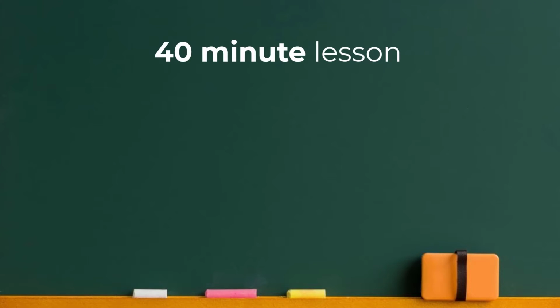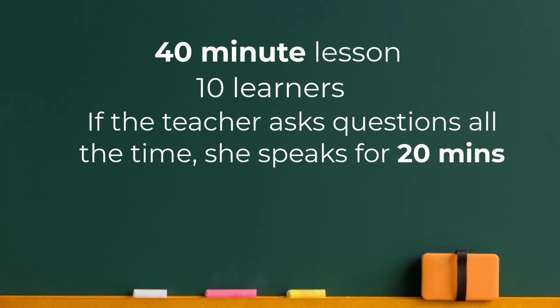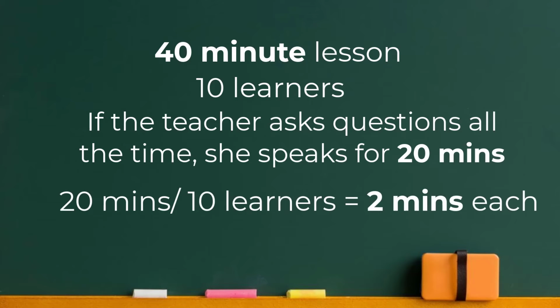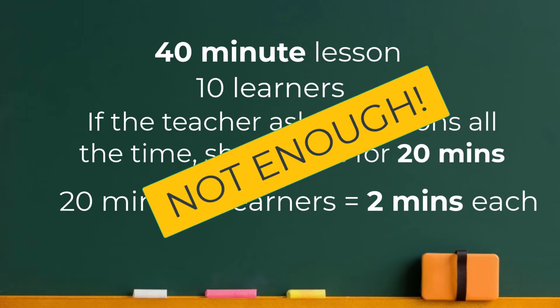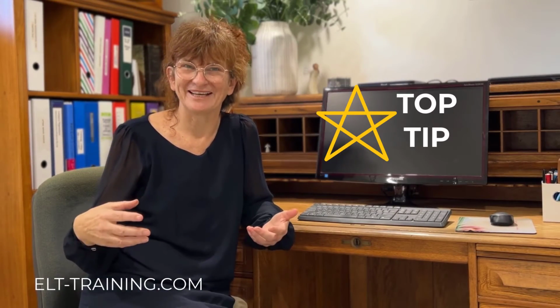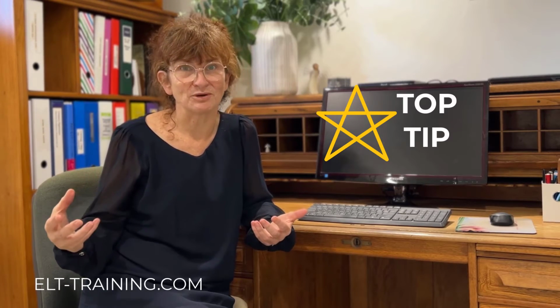So let's do a bit of maths. If we've got a 40-minute lesson, for the sake of example, and we've got a smallish class of 10 learners, the teacher is speaking to each learner in turn, so she's speaking for half of the time. This means that at the very best, each of the 10 learners gets 2 minutes speaking time each. This is just not enough. So top tip number 5 is to get them working collaboratively as much as possible.